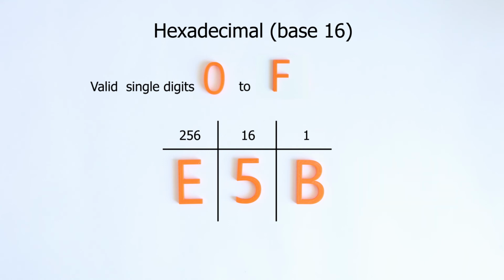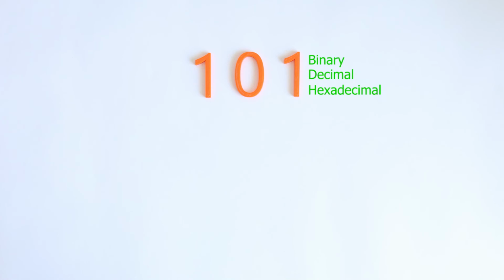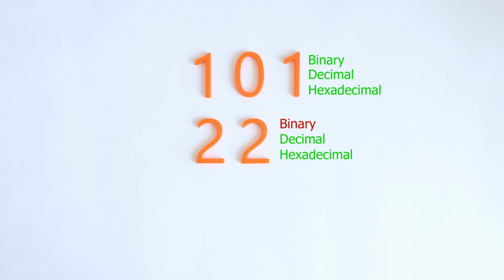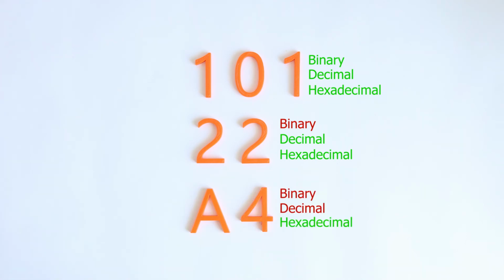Again, in some cases it can be impossible to know what base a number is if it isn't written down. For example, 101 is a valid binary, decimal, and hexadecimal number. It would represent the number 5 in binary, 101 in decimal, and 257 in hexadecimal. 22 is both a valid decimal or hexadecimal number, but not binary. And A4 would only be a valid hexadecimal number, but not decimal or binary. There are many other number systems, but the three I've mentioned in this video are some of the most common.